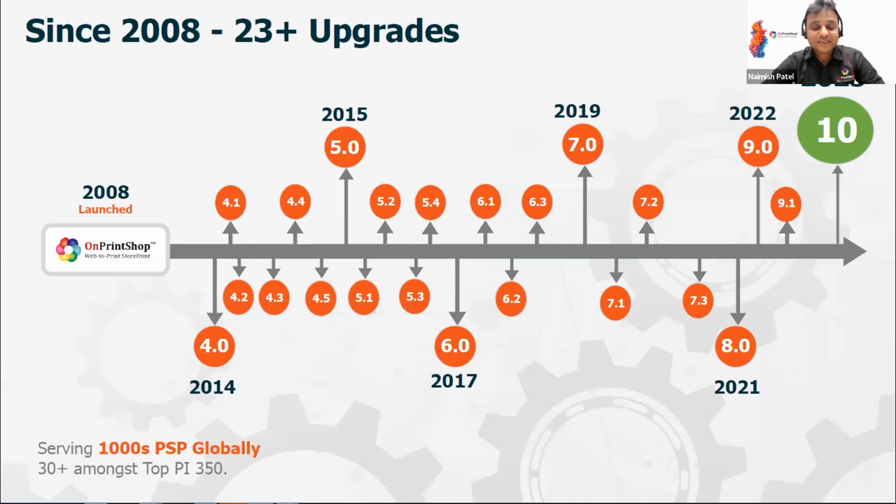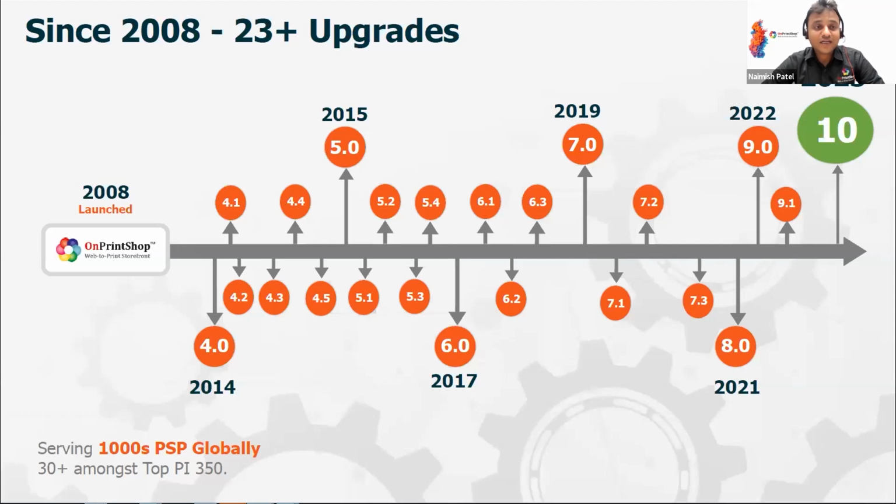So the two major reasons any print company looks for other technologies: one is lack of upgrades, or technology is getting obsolete. They are not getting any flexibility or support. And that's what we've been learning at OnPrintShop. Since 2008, not many companies have done it, but we have upgraded our technology 23 times.